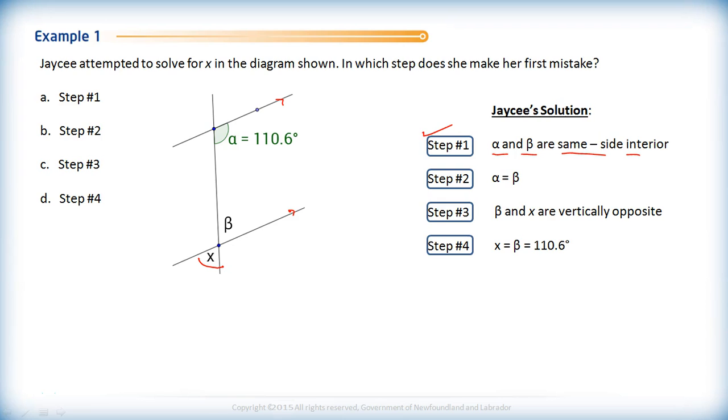Step two, she's saying that angle alpha equals angle beta, or A equals B, whatever you want to say there. I don't think that that's correct, because we know that same side interior angles are not congruent. It should be that alpha plus beta equals 180 degrees, because they should be supplementary. So I'm saying step two. Sorry, JC.